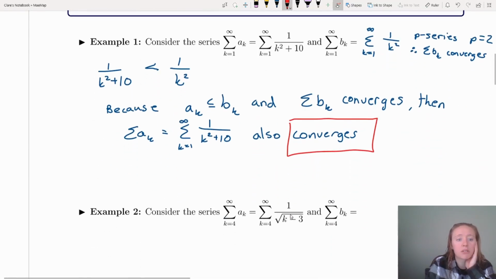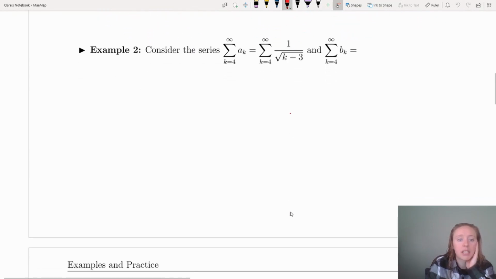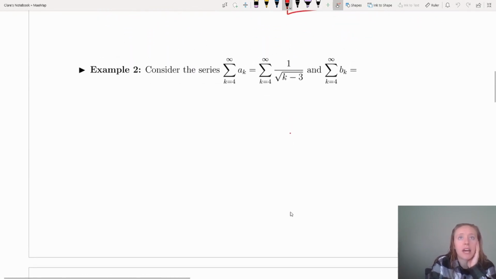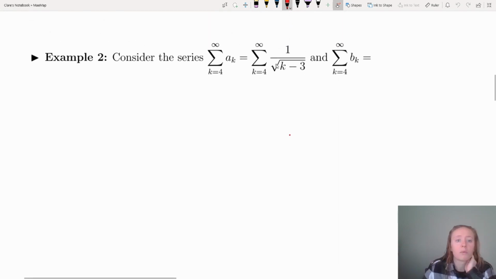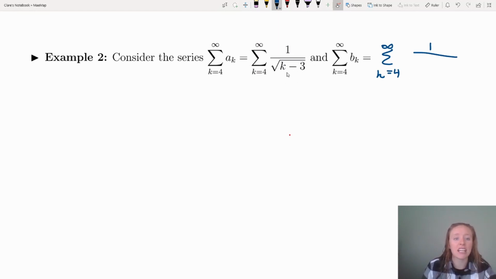Let's go ahead and jump into example 2. Now in example 2, we're considering the series a sub k, let me zoom in a little bit for you guys, where we have 1 over the square root of k minus 3. We have to find a comparison, one where we know what's happening with it. In our numerator, what's not changing is 1, so I'm just going to rewrite 1. But in our denominator, what's really dictating the growth of our function is this square root of k, not this minus 3. So in my denominator, I'm going to write the square root of k.